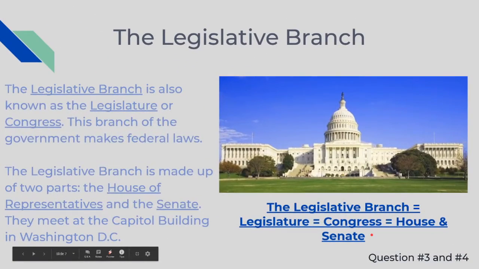Okay, so we can now answer questions number 3 and 4. Question 3 asks who makes federal laws, and question 4 asks what are the two parts of Congress. So for question 4, you do need both the House of Representatives and the Senate. So go ahead and write those answers in now.